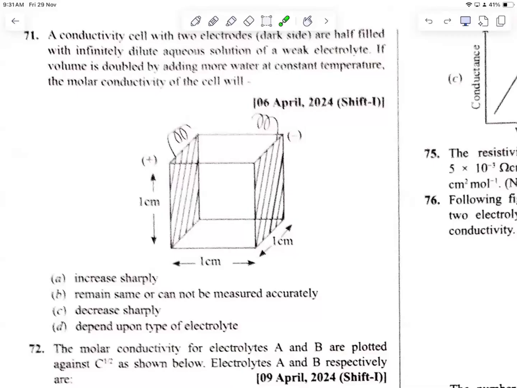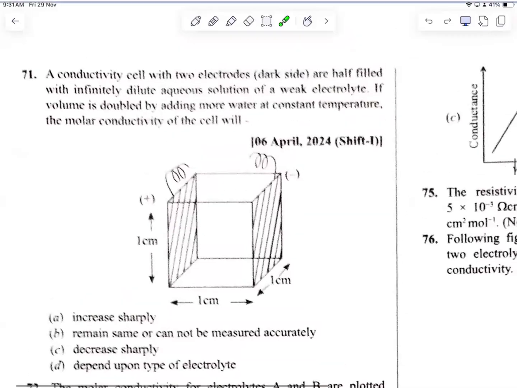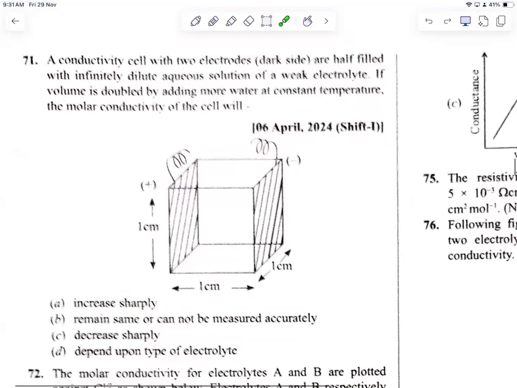Okay, he asked in a very tricky way. Check it out. Usually, what we say, everybody listen, is that on dilution, molar conductance will increase. Okay, on dilution, molar conductance will increase.